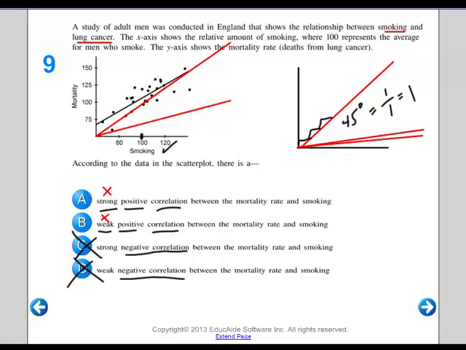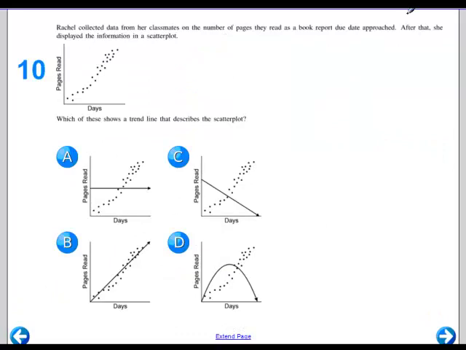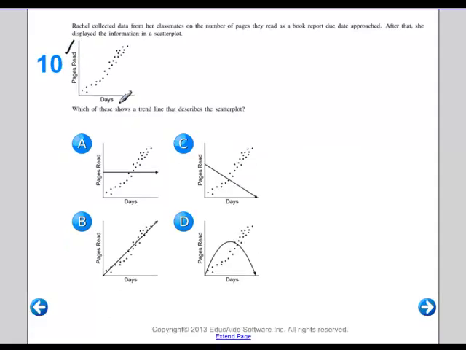So that'll be A. Number 10, Rachel collected data from her classmates on the number of pages they read as a book report due date approached. After that, she displayed the information in a scatter plot. So over here we have the number of pages read on the y-axis, and then down here we have the number of days reading those pages. Which of these shows a trend line that describes the scatter plot?